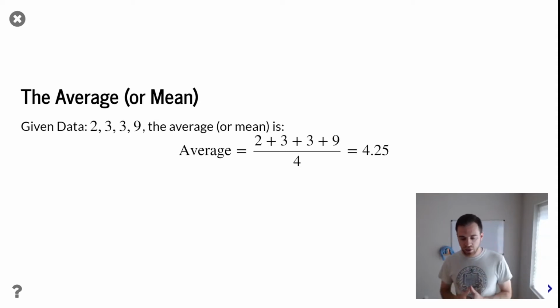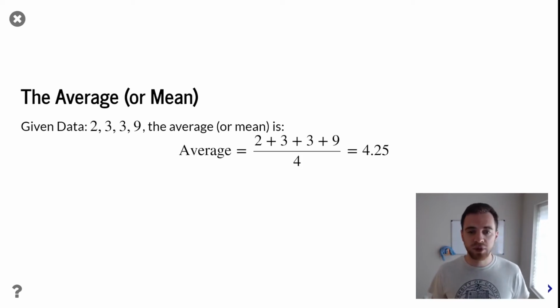So the first thing that we might do in order to measure the center of a distribution is compute the mean. So for instance, if I have data 2, 3, 3, 9, the mean is calculated by adding all of them up and dividing by how many numbers I have. So the mean here is 4.25. A lot of times people call this the average, but that's not technically speaking correct. This is a type of average, the mean.